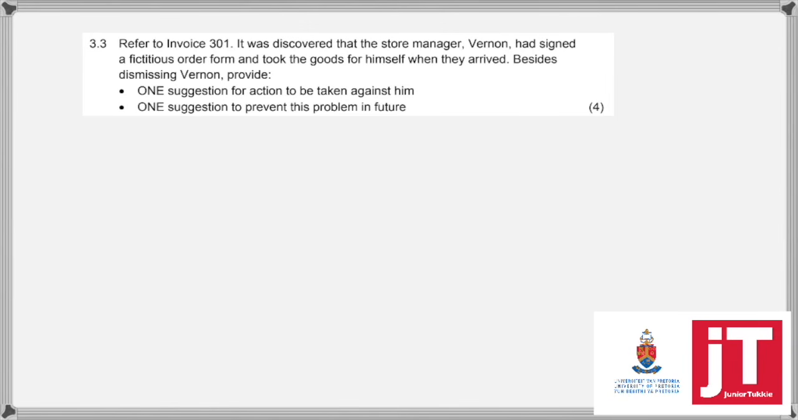Looking at our last question, refer to invoice number 301. If you go back to the information given, invoice 301 means goods were ordered for 25,000. It was discovered that the store manager, Vernon, had signed a fictitious order form and took the goods for himself when they arrived. Besides this missing Vernon, provide one suggestion for action to be taken against him and one suggestion to prevent this problem from happening in the future.